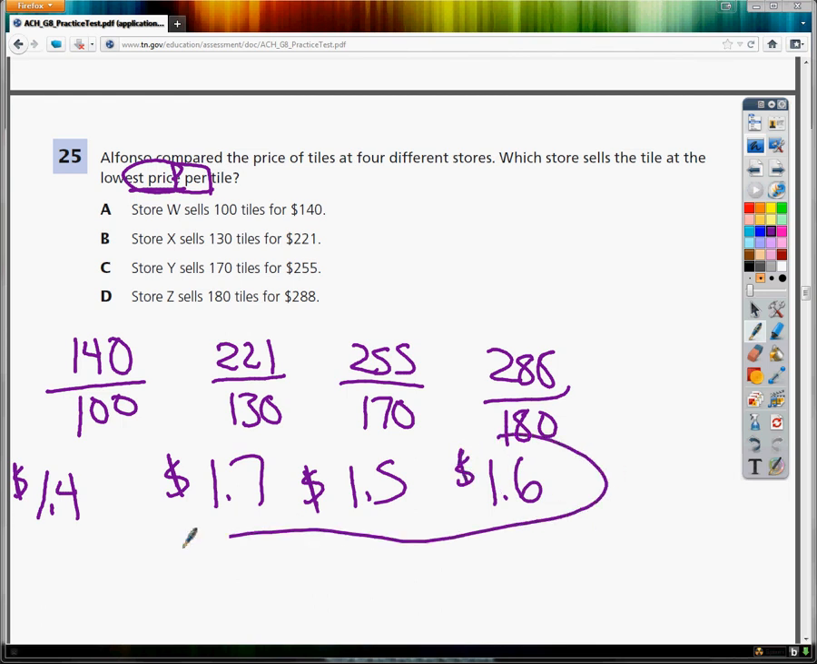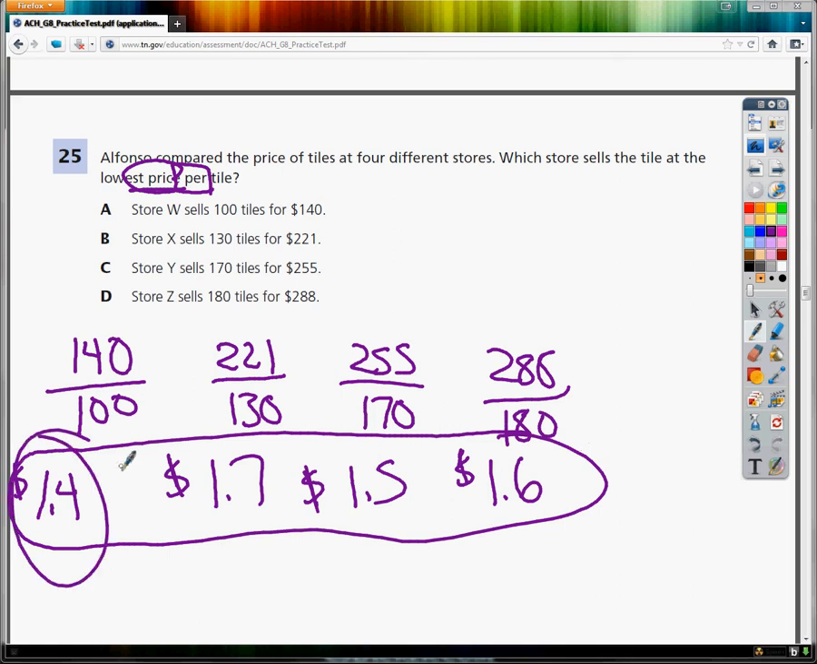So these are the numbers I'm comparing. If I want to know which place sells the tiles at the lowest price per tile, all I need to do is find the one with the smallest number. 1.4 is less than all of those. So the answer to number 25 is A.